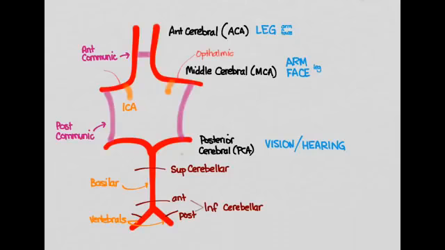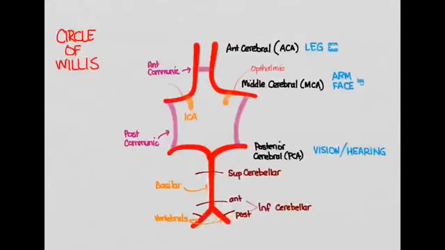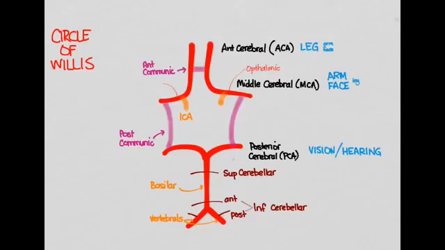So this video let us take a look at the way to localize strokes based on the symptoms that you see. You can localize it to where it is, cortex, brainstem, cerebellum, even to which artery that it's in, if we know enough about the circle of Willis. In the next video, we're going to go over the evaluation of your stroke patients.